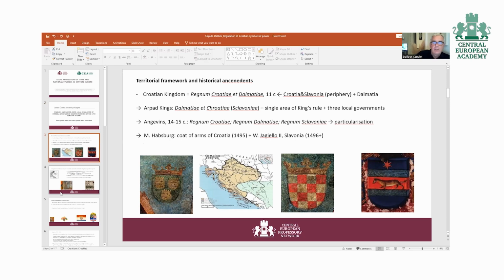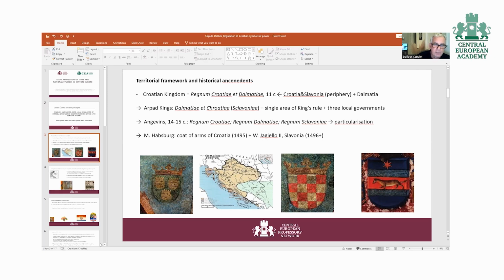Croatia and Dalmatia, which was followed also in the period of the Arpad kings that ruled the Croatian kingdom as Dalmatia and Croatia, ruled with this region as a single area of rule. Yet this single area of the king's rule consisted of three local governments: Dalmatian, Croatian, and Slavonian. And on this basis, in the period of Angevin kings, the three lands, Regnum Croatia, Regnum Dalmatia, and Regnum Slavonia, were formed, which marked the particularization of a formerly single area of rule.